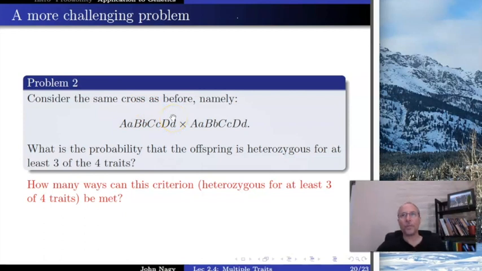So how many different ways can we be heterozygous for at least 3 of the 4 traits? There's more than one way, right? Because again, you could be heterozygous for A, B, and C, and homozygous for D, or we could be heterozygous for A, C, and D, and homozygous for B, just like I said. How many different ways can we do this?